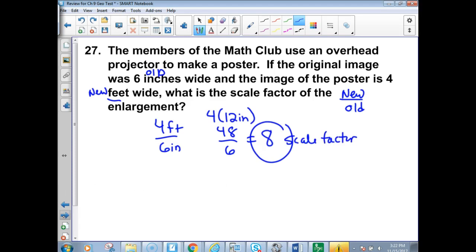Okay, you're with me? Yep. Scale factor is 8. You can't do 4 feet, 6 inches. You must convert, right, to the same units.